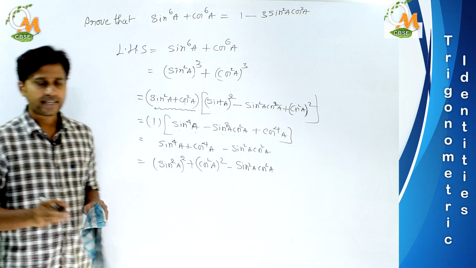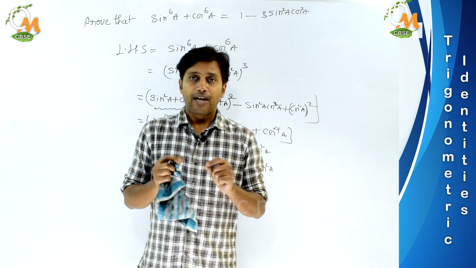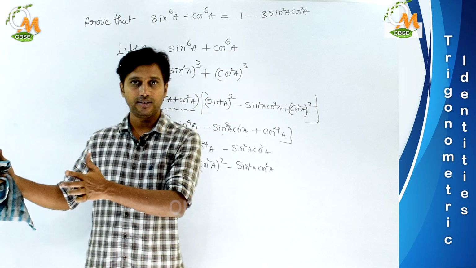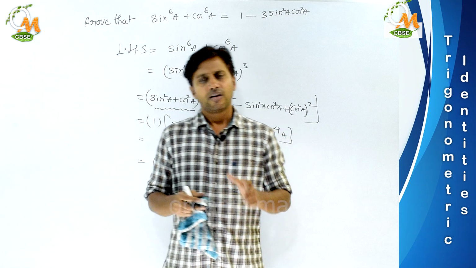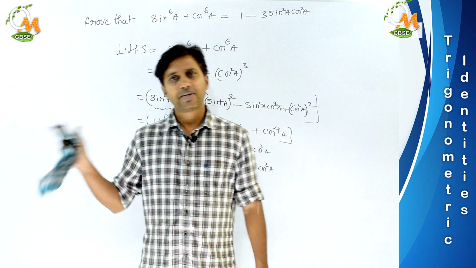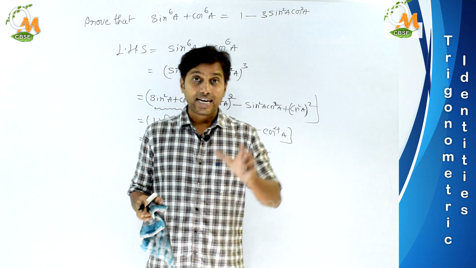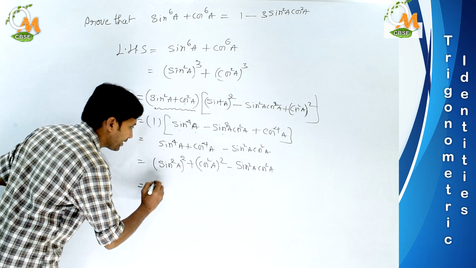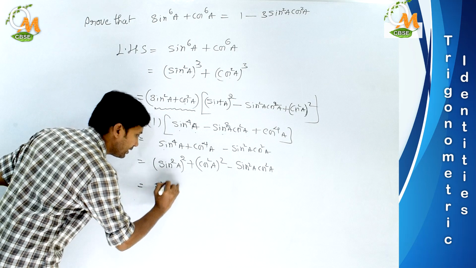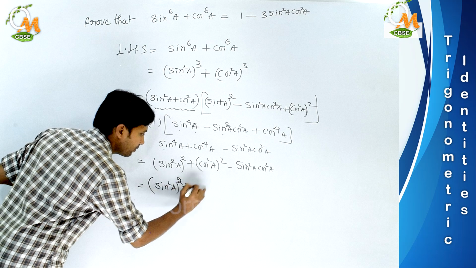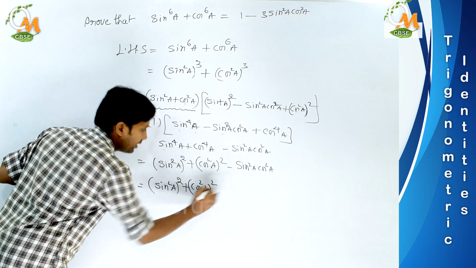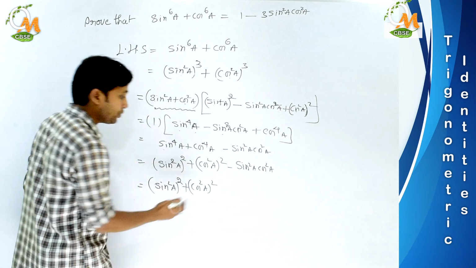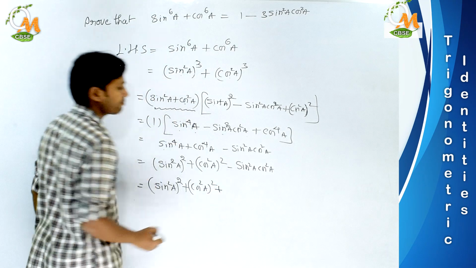Now for my convenience again, I am telling you guys that when we add and subtract the same number or same expression to the given expression, it will remain the same, because when you cancel them, it will remain the same. Understood? We can add and subtract the same number. So for my convenience, I want to add and subtract, see here, sin square A whole square plus cos square A whole square.